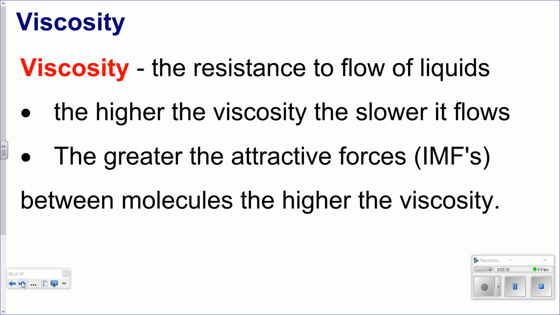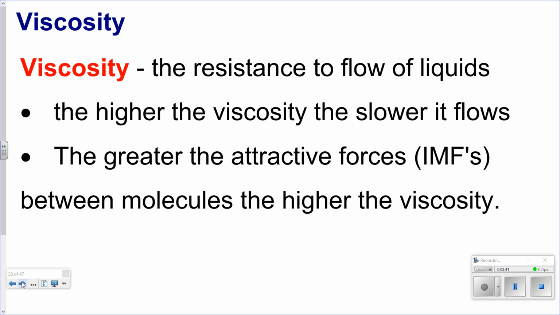So the next thing is viscosity, and viscosity is the resistance of liquids to flow. So real thick fluids with high viscosity are like honey or maple syrup or something like that. Things with low viscosity are like alcohols, water, stuff like that. So the higher the viscosity, the slower something flows. So the greater the attractive forces, the higher the viscosity. Why? Because the particles are more strongly attracted to each other.